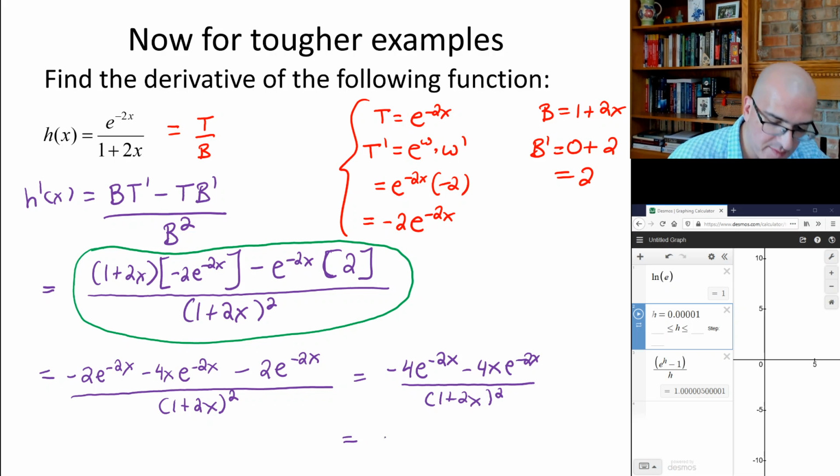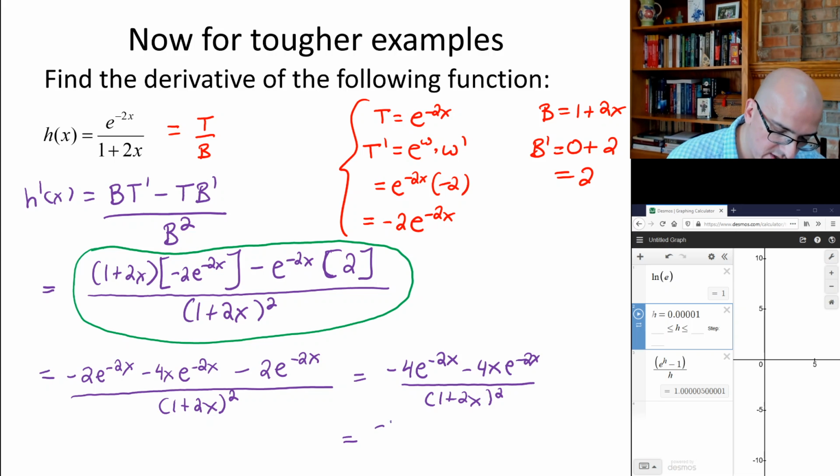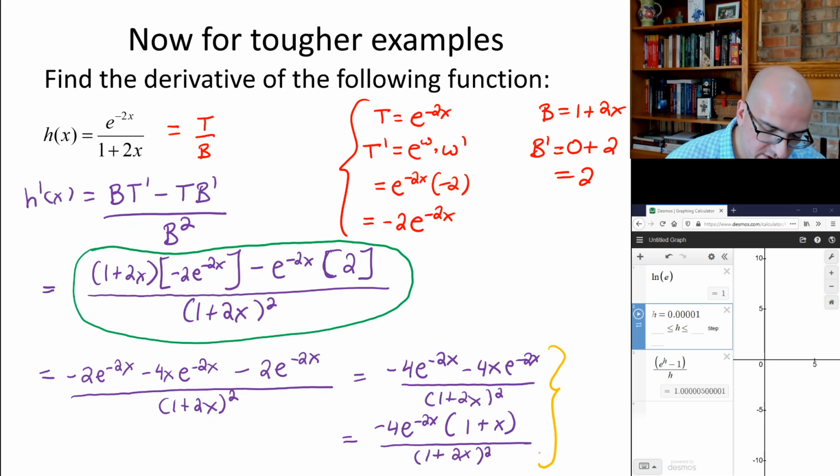And then one more step, I'm going to common factor on top, that we can take a negative 4 and an e to the negative 2x out. So negative 4 e to the negative 2x, and we're left with 1 plus x. The negative has already been taken out. The 4 has already been taken out, and the exponential has already been taken out. All divided by 1 plus 2x all squared. And all that is generally not needed.